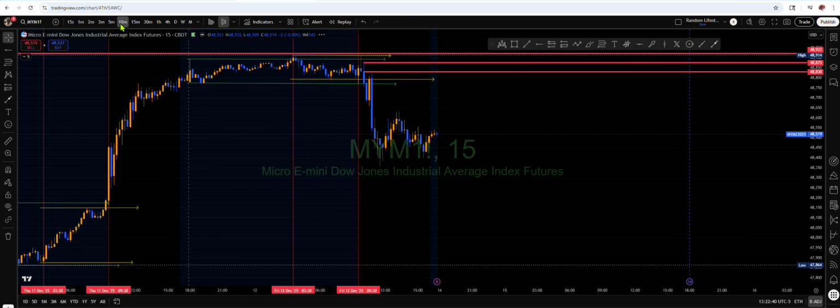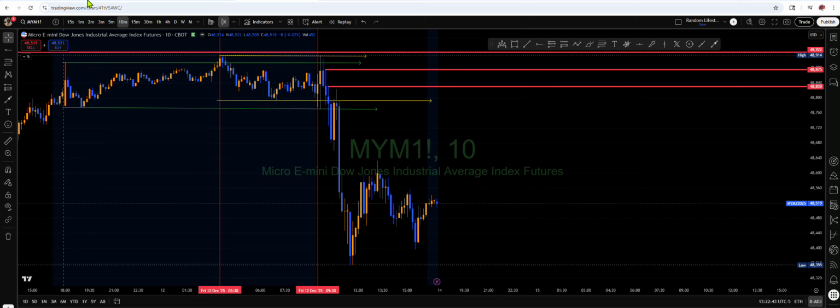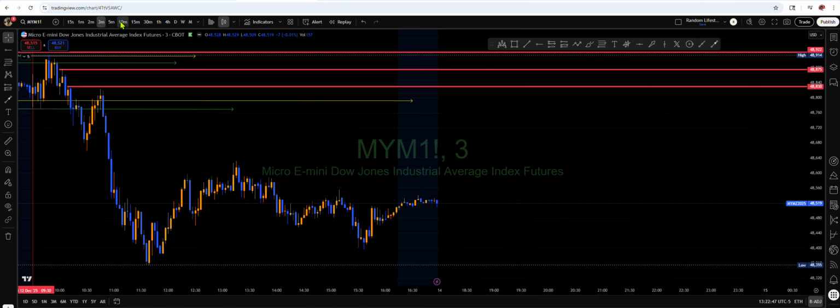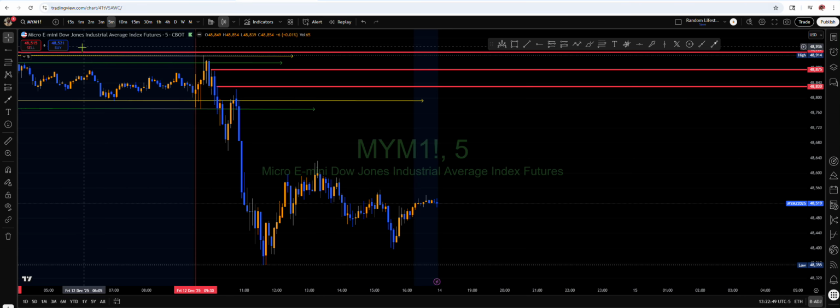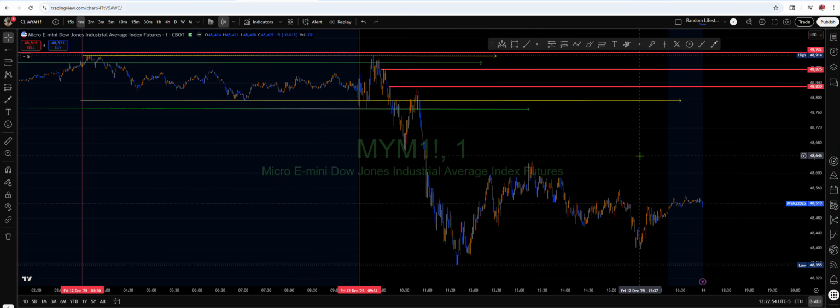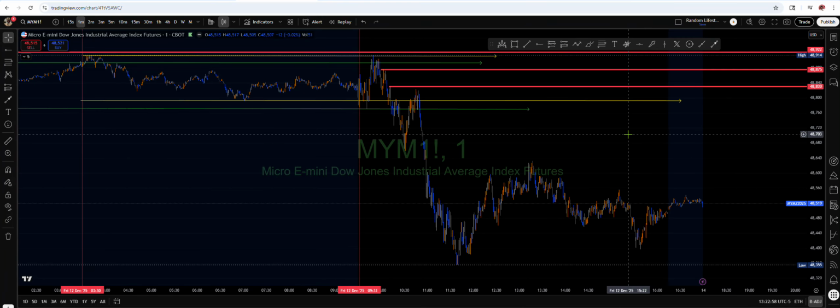The 15 minute, same thing. The 10 minute, same thing. I say I don't want to take my entries down here, but you guys need to stay up on the 5 minute time frame. I do my markup like that because that's how I do my backtesting and stuff like that.